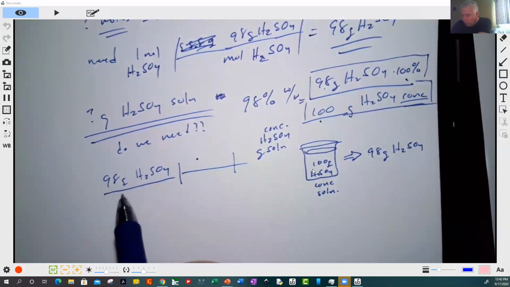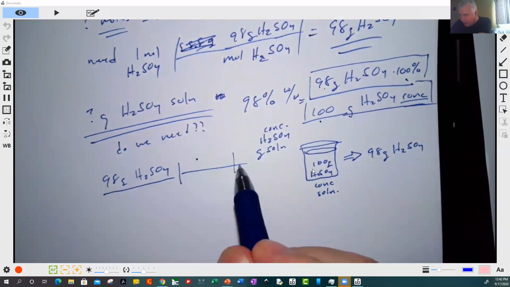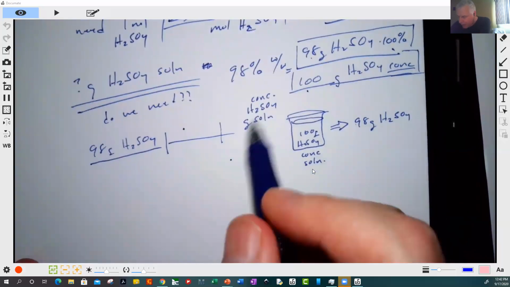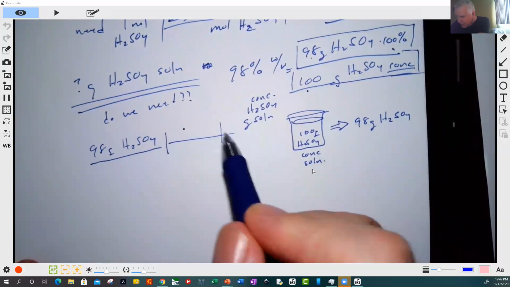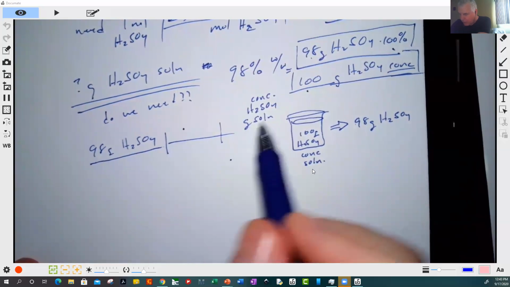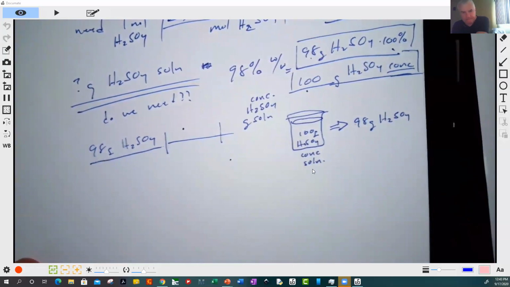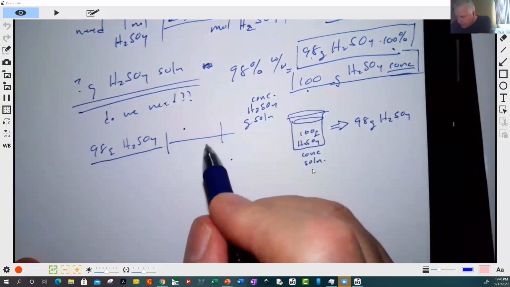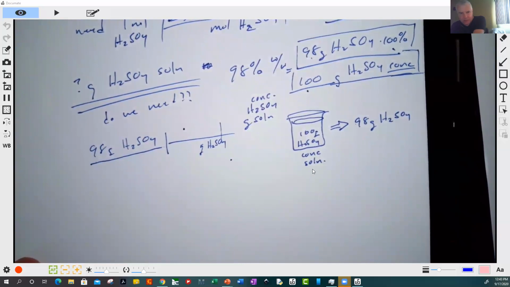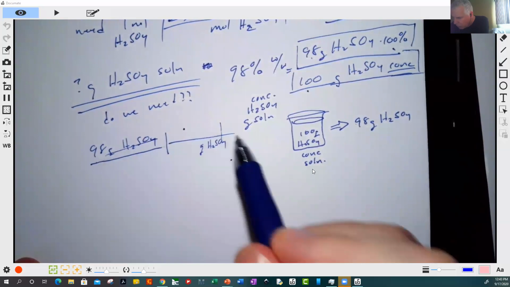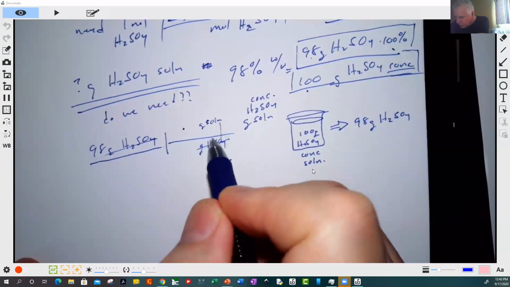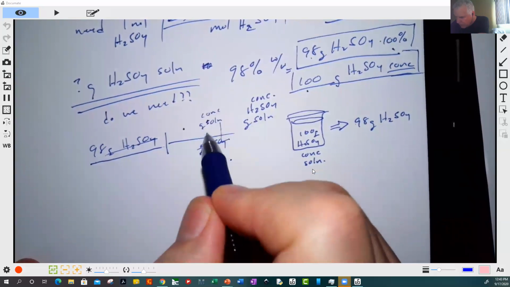So what we need to do is multiply this by a factor that will give us grams of solution. It's a little bit congested here. But you're going to multiply 98 grams of sulfuric acid, that's the total number of grams of sulfuric acid we need, by a factor that will give us grams of the solution. So whatever's in the denominator has to be grams of H2SO4, so that the grams of H2SO4 can be canceled. What has to be in the numerator is grams of solution, the concentrated H2SO4.